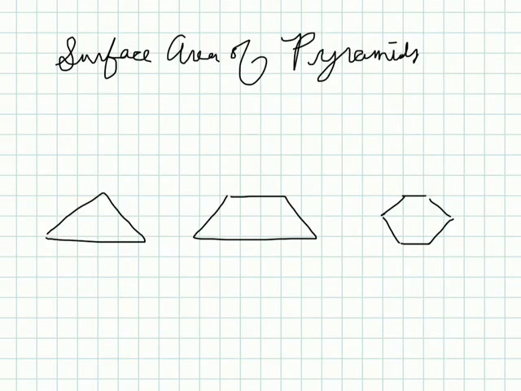Welcome to Geometry 6-3. We're looking at surface area of pyramids and cones. Before we get into anything, we just wanted to look at some of the definition of a pyramid. A pyramid is a polyhedron in which one face, the base, can be any polygon. I've drawn three different bases here. I have yet to draw the full pyramid.